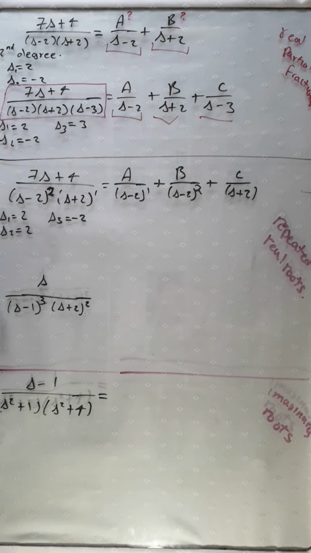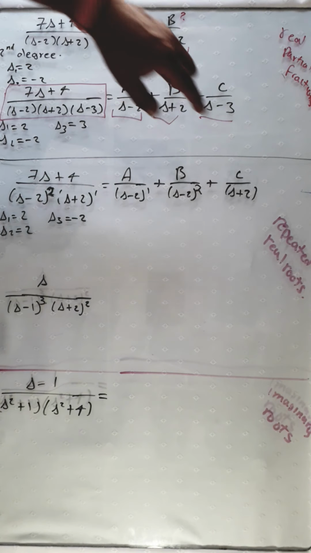This is the rule. And again, the denominator is third degree, power 3. You have 3 roots, 2 of them are repeated, and you will have 3 partial fractions. So that is the rule.